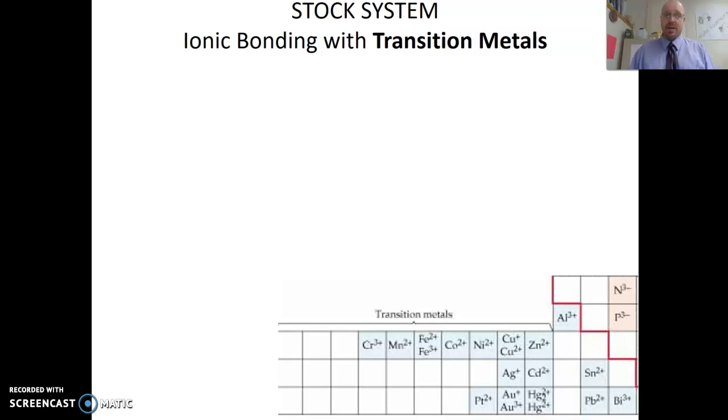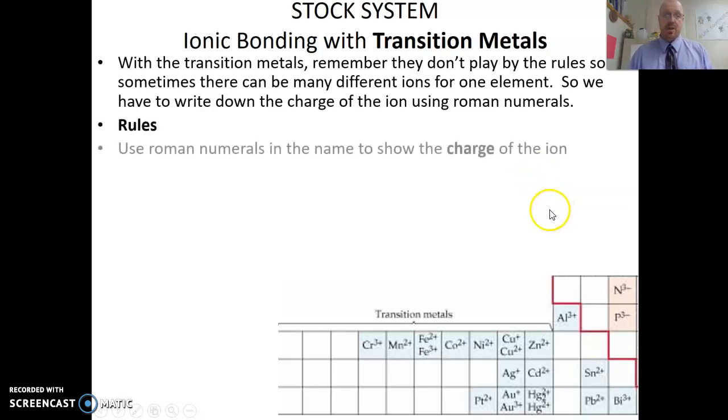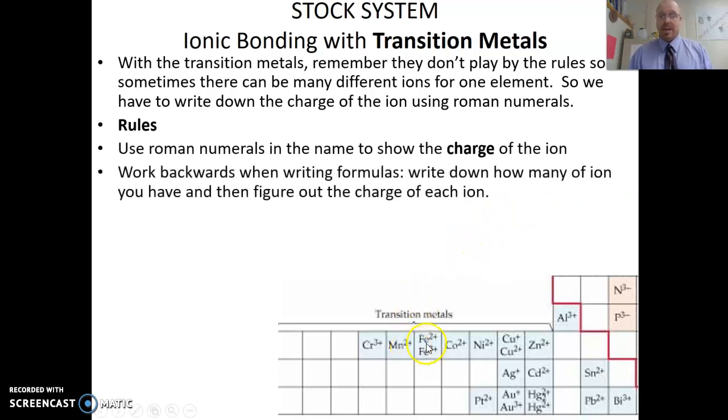One of the things that we do with ionic bonding in the transition metals, because they're so weird, we have all these different charges. Iron, for instance, down here has a +2 or a +3, depending on what kind of charge it is. So with the transition metals, they don't play by the rules, so sometimes there can be many different ions for one element. So what we do is we write down the charge of the ion, and we use Roman numerals for this. So the rules are that you use Roman numerals in the name to show the charge of the ion. So that would be iron 3 or iron 2.